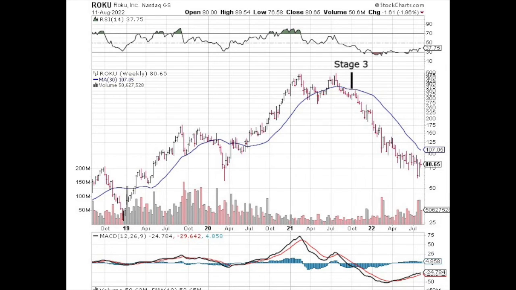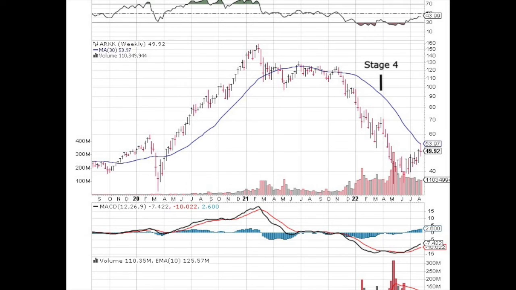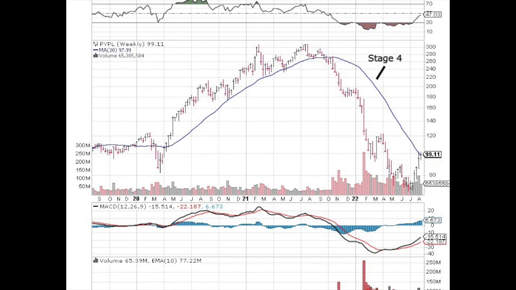As the selling pressure comes in, eventually the 30-week moving average turns over and the stock enters into Stage 4, the downtrend phase. This is not a time to be buying or holding stocks, although some professional traders may entertain short selling during this phase. After a long period of decline, when all hope is gone, the market eventually bottoms.